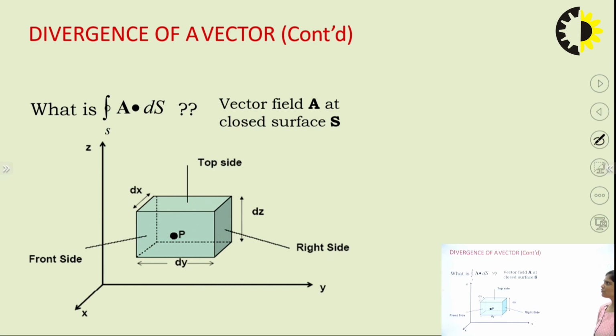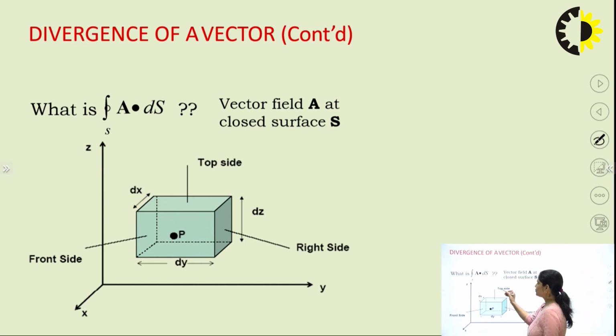Now, divergence of a vector. What is A dot ds? So you have to find out this. So the vector field A at closed surface S. Now this is in 3D, x, y, z. Here you are considering Cartesian coordinates. Now here this is your closed volume.